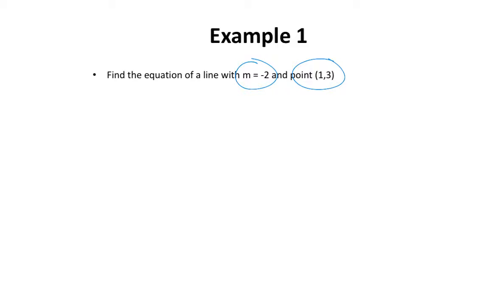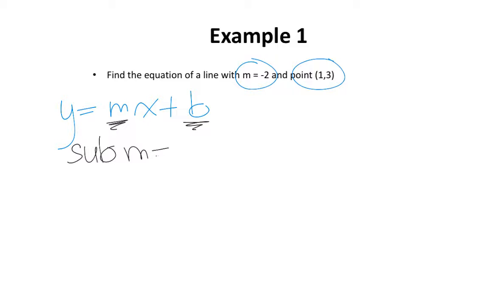Our first step is to start with the general equation of a line in slope-intercept form, which is y is equal to mx plus b. There are two things we need. We need slope and we need the y-intercept. We're already given the slope, so let's substitute that in. I'm going to say sub slope is equal to -2. Instead of writing m, I'm going to replace it with this -2. Everything else stays the same.